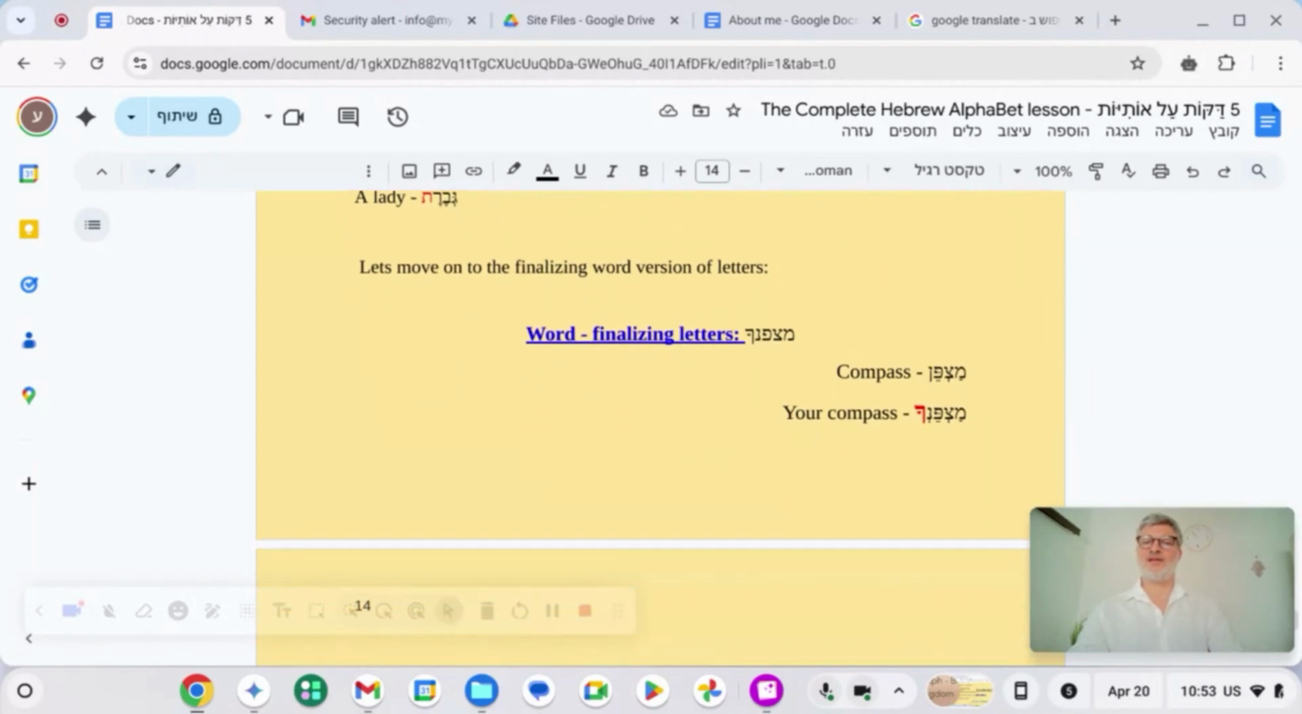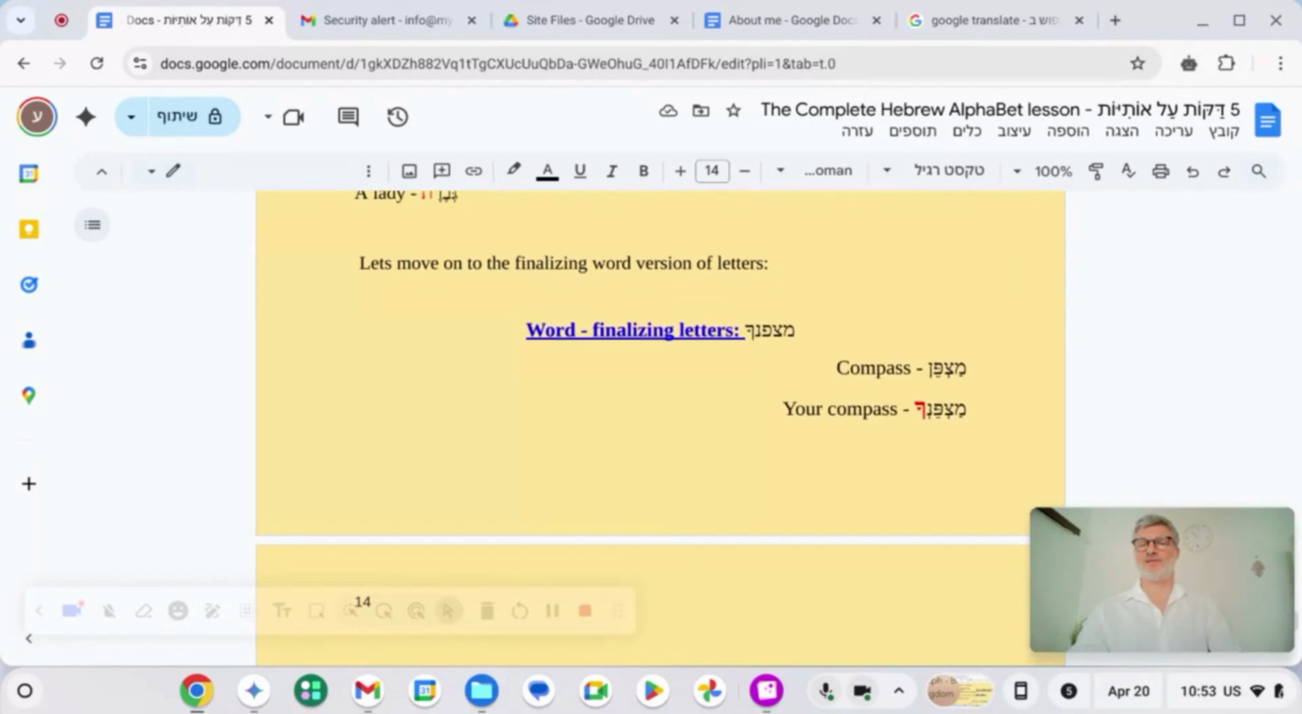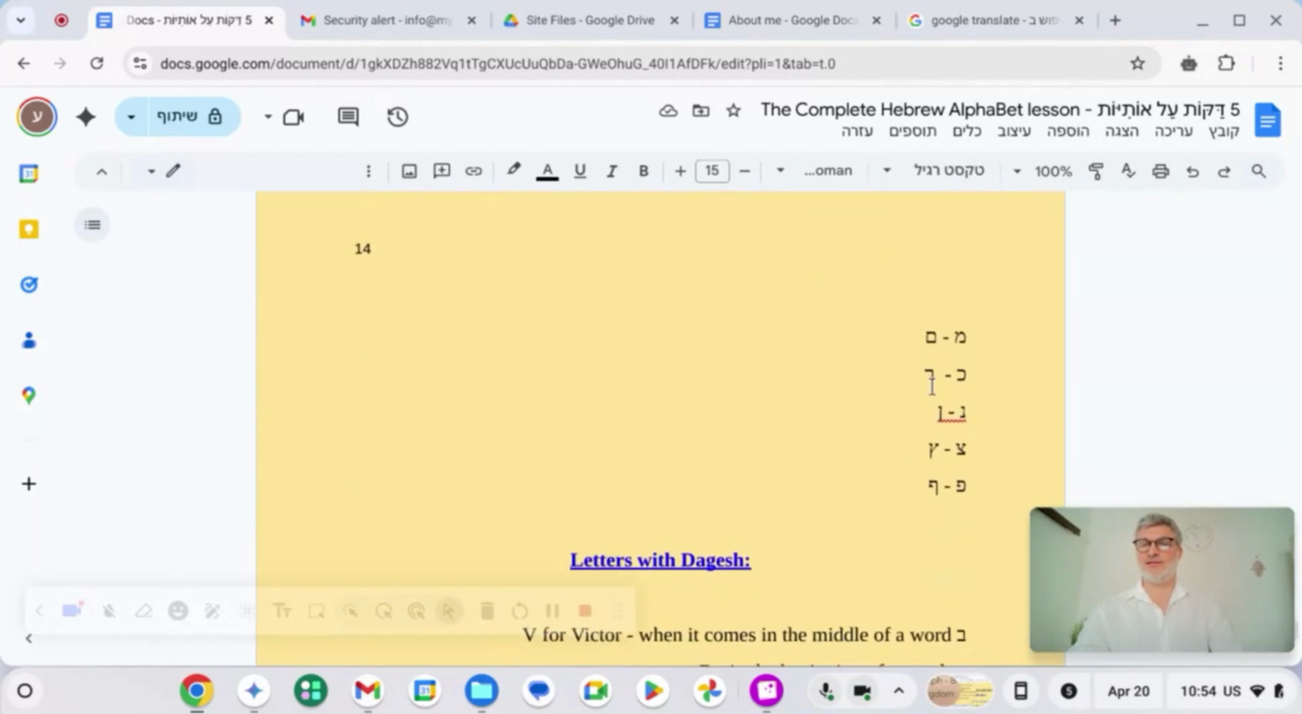Let's move on to the finalizing word version of the letters. The letters that are getting a finalizing word versions are Mem, Tzadik, Pei, Nun, and Kaf. If we put it in a word, it will be Matzpencha, your compass. The letter Mem, in the beginning of the word or in the middle, will look like this. At the end, it will look like that.